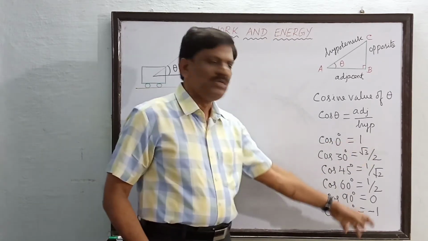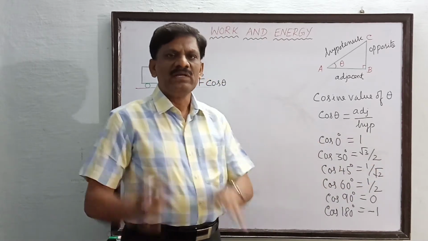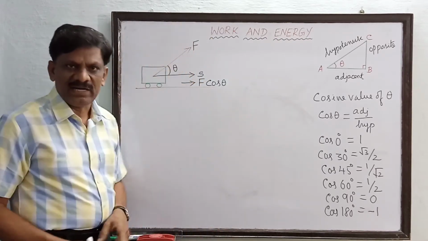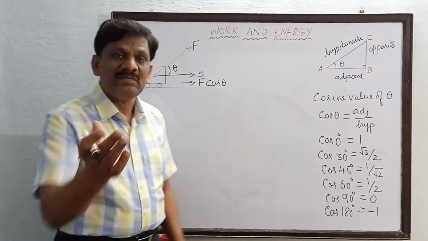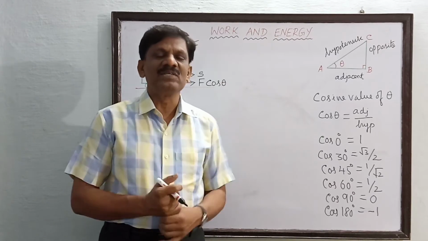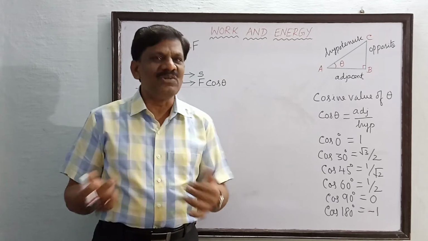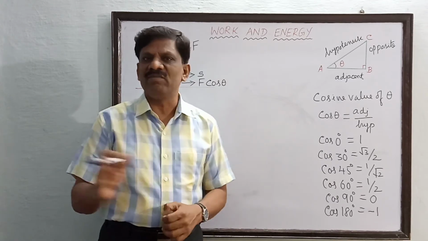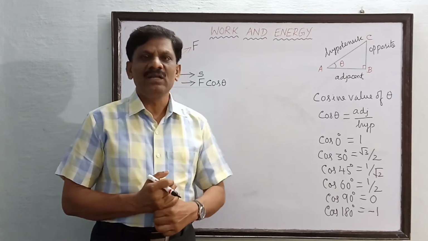So these values you will have to remember at this 9th standard level. At least the values you have to remember. So depending upon what is the value of this theta, or depending upon what is the value of cos theta, sometimes the work done by this force may be positive, or sometimes negative, or the work done may be zero. So now we are going to introduce that there are three types of work. The work done may be positive or negative or zero.